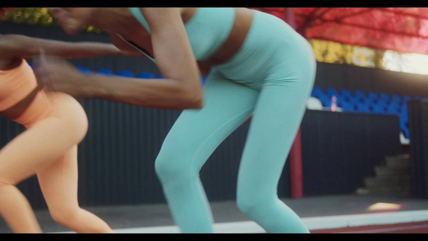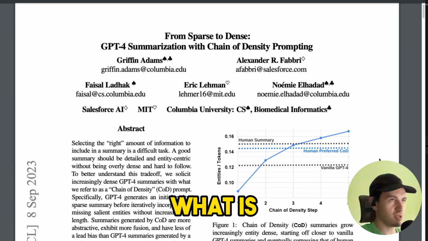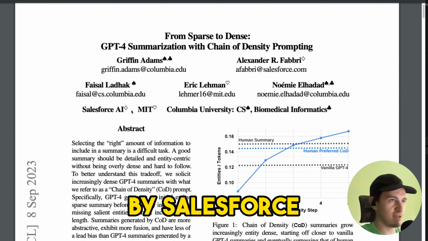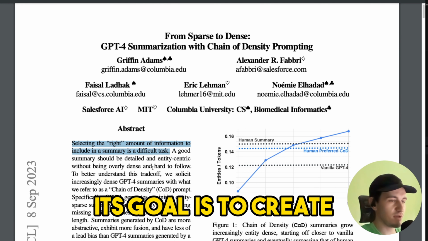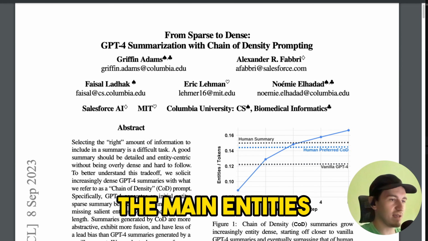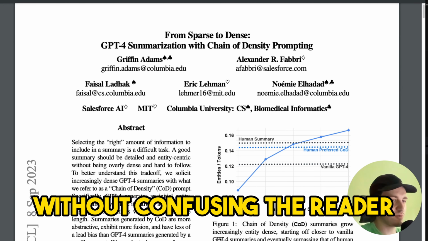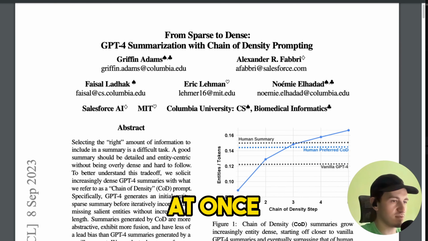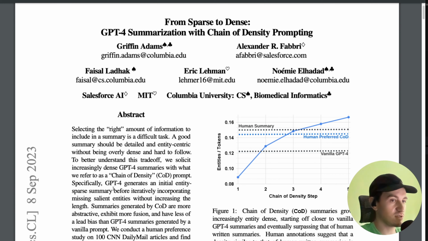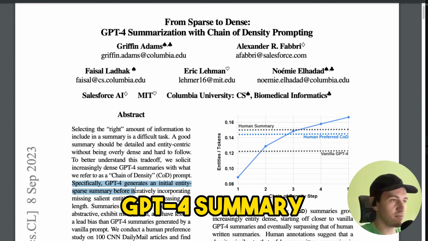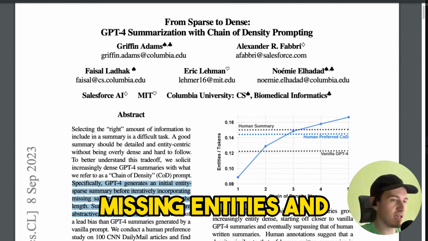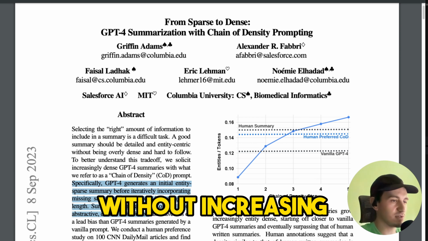Let's get started. So first, let's discuss what chain of density prompting is. It was introduced in this publication by Salesforce and MIT. Its goal is to create a summary that provides key details and is centered around the main entities in the text, without confusing the reader with too much information at once. To achieve this, the method proposes a prompt that first creates a standard GPT-4 summary and then iteratively looks for missing entities and adds them to the summary without increasing its length.